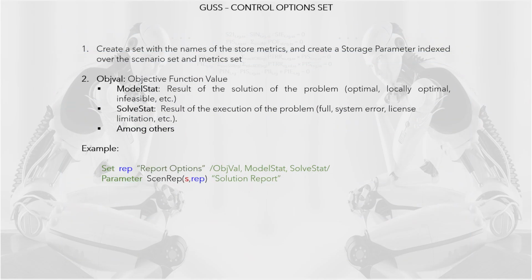GUS control options set. Create a set with the names of the store metrics, and create a storage parameter indexed over the scenario set and metric set, and OPTEX-GAMS, objective function value model stat, result of the solution of the problem: optimal, locally optimal, infeasible, and others; solve stat, result of the execution of the problem: full, system error, license limitation, and others. Among others. Look at the example in the image.